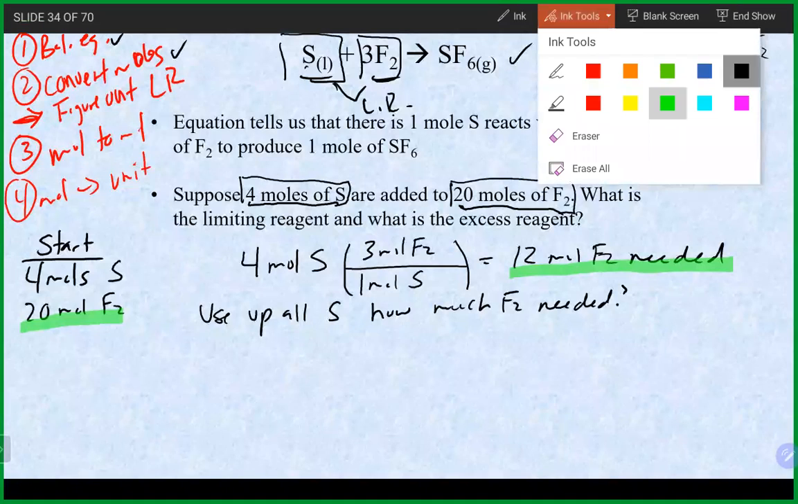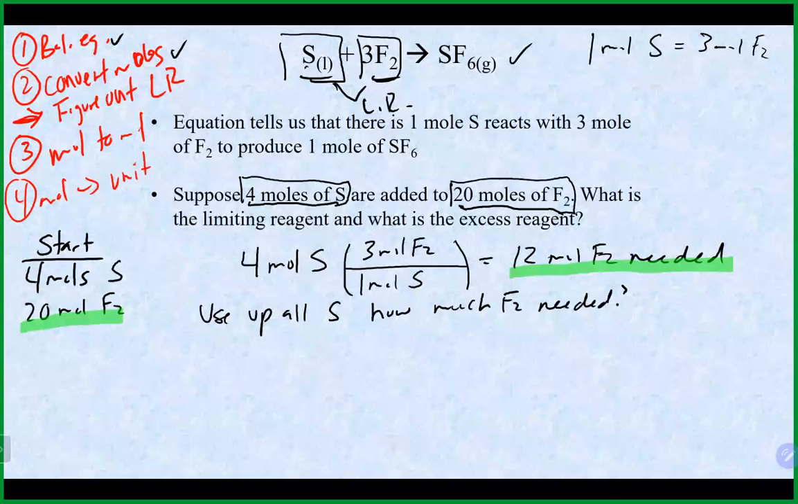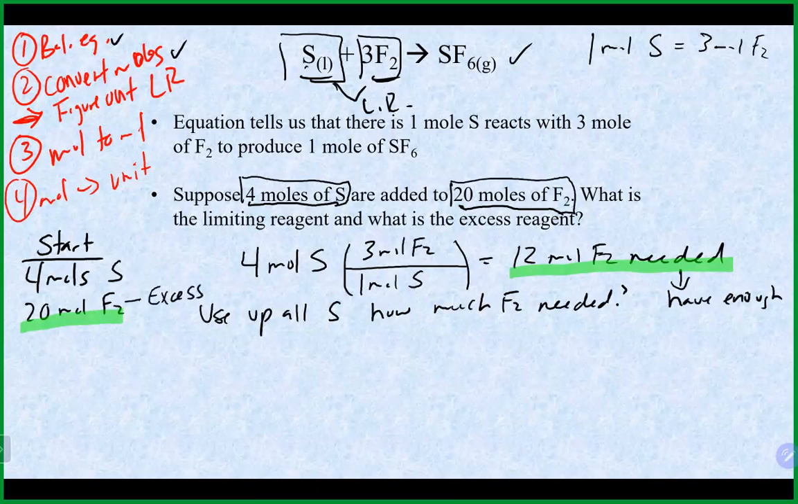So do I have enough? I need 12 moles of it, and I'm starting with 20 moles of F2. Do I have enough of it? I do, right? So I do have enough. And because I have enough, what that means is the F2 would be my excess reagent. And the beauty of this is by default, the sulfur would be our limiting reagent in this case.